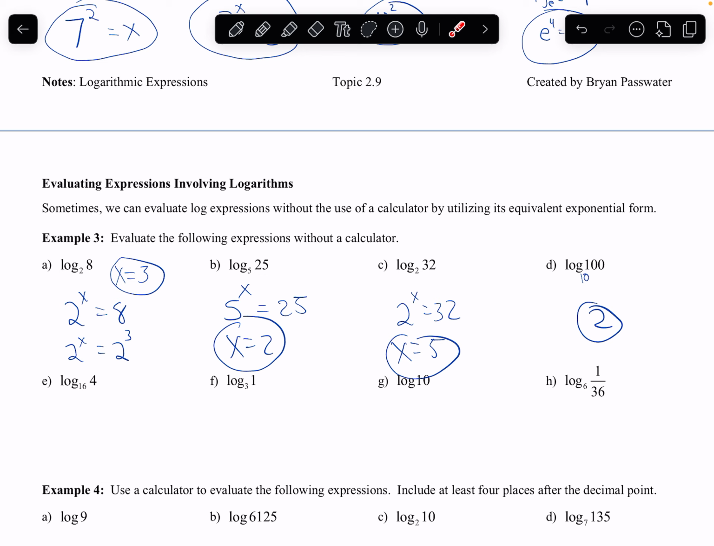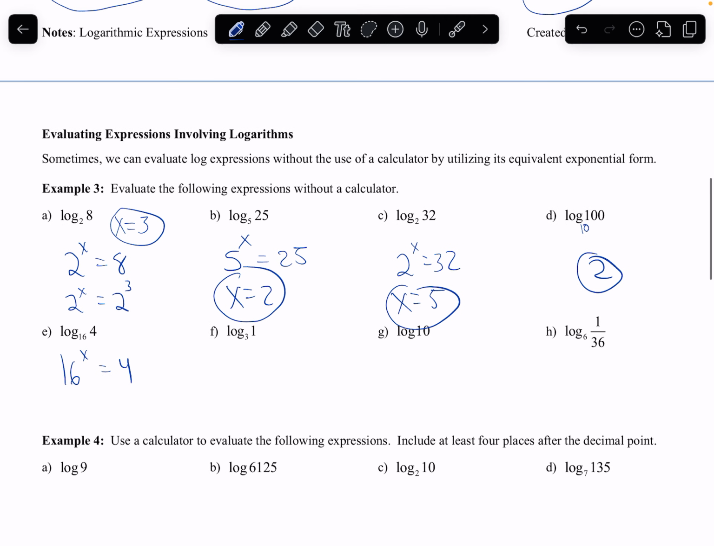Let's do this one. I'm going to speed it up a little bit because I think you kind of see what I'm doing here. This one here. 16 to what power is 4? I'm going to write that down. 16 to what power is 4?